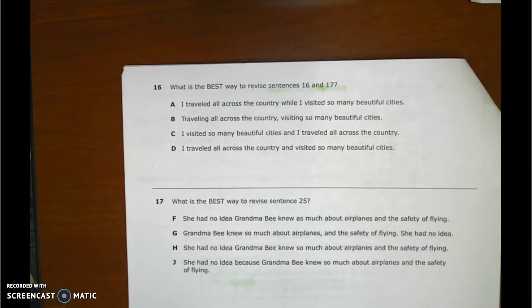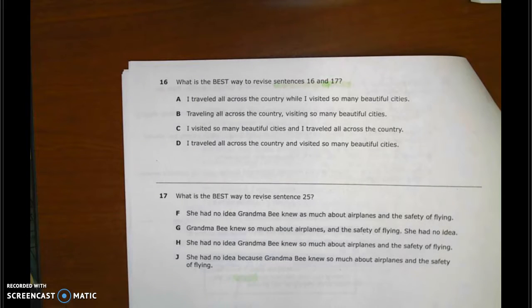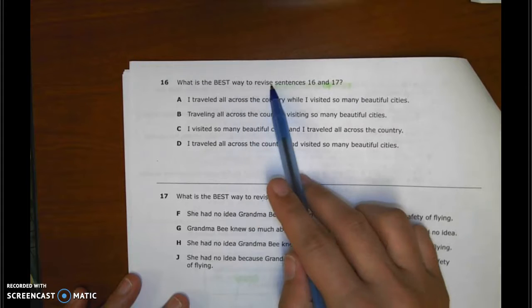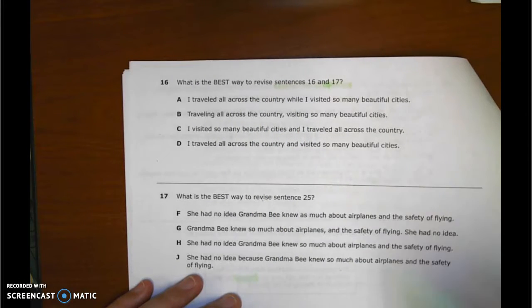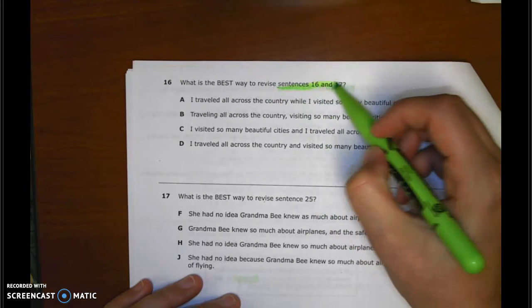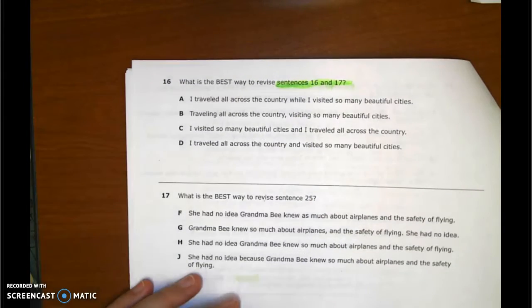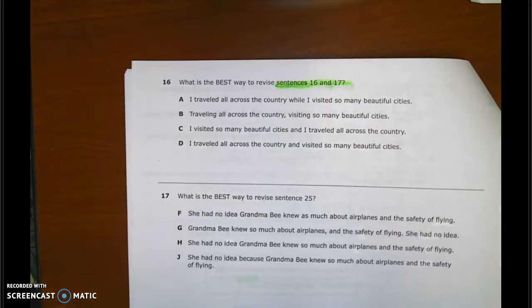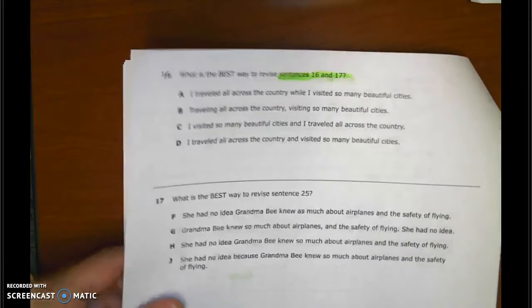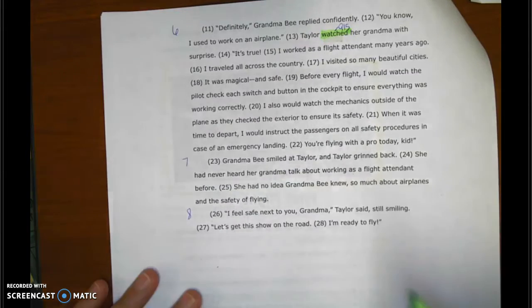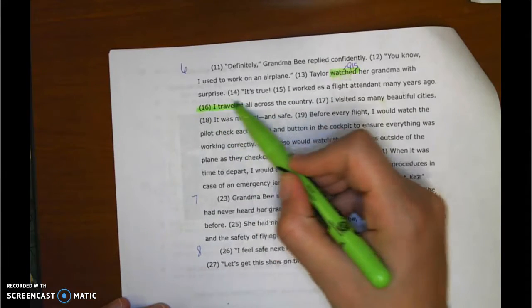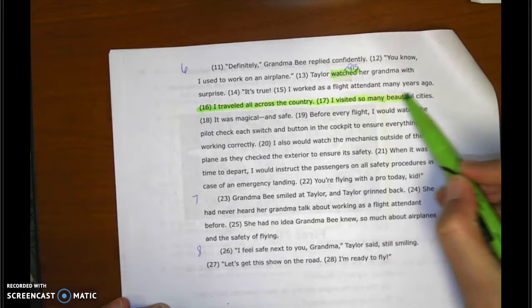Question 16. What is the best way to revise sentences 16 and 17? Now remember, when they're talking about the best way to revise, that means we're going to change the sentence. We're changing sentences 16 and 17. Now they're talking about changing the entire sentence, not just changing one word or changing one comma. So that means when I go back to highlight, what am I going to do? I'm going to highlight the entire sentence. Okay, so I'm going to highlight all of that, 16 and 17.